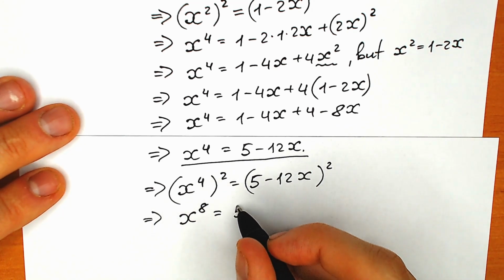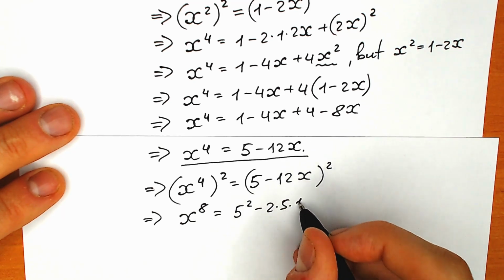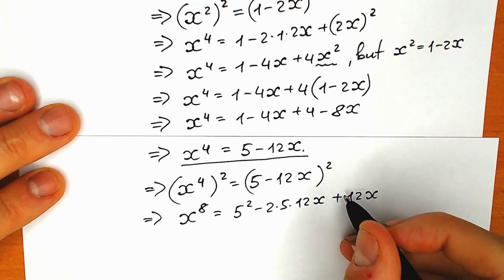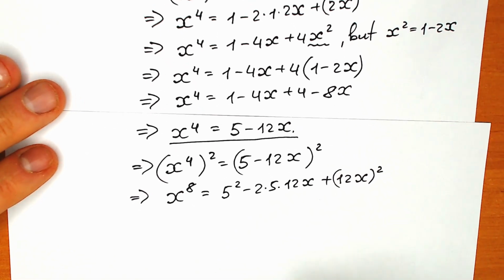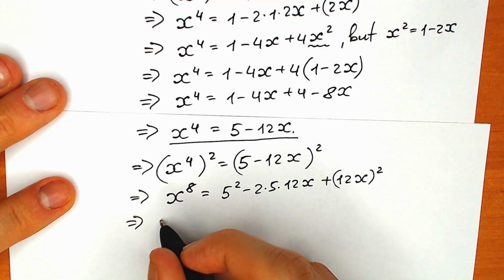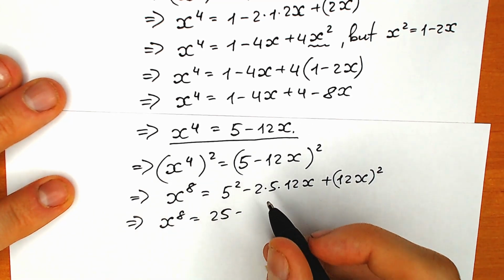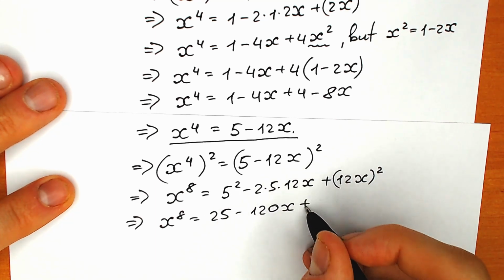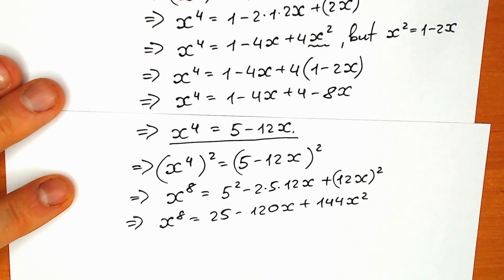As a result, we have 5 squared minus 2 times 5 times 12 times x, plus 12x raised to the power 2. Right now, on the left side we will have x to the power 8 equal to 25 minus 2 times 5, 10 times 12, we have 120 times x, plus we have 144 times x squared.